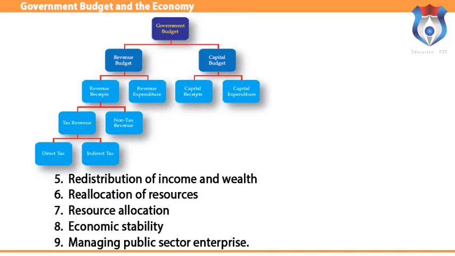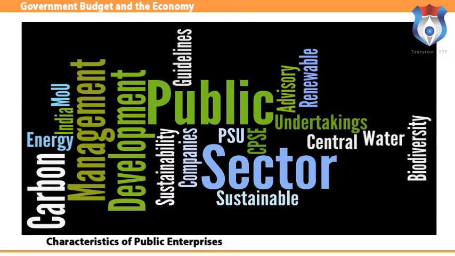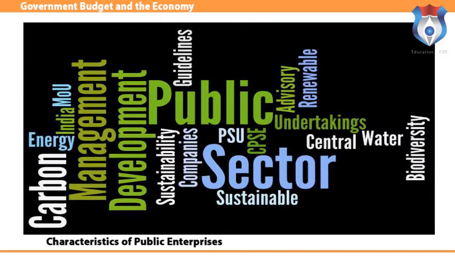All industrial and commercial undertakings owned, managed and controlled by the government are called public enterprises or public undertakings or public sector undertaking. These enterprises are known collectively as the public sector. To understand the public enterprises in a better way, we should know its characteristics, which are as follows.